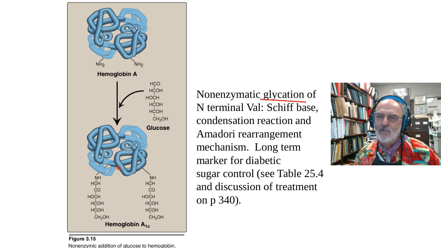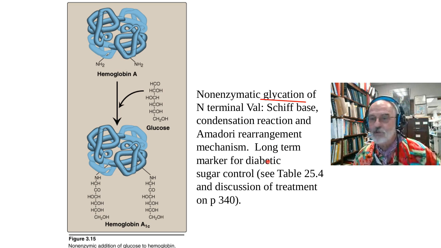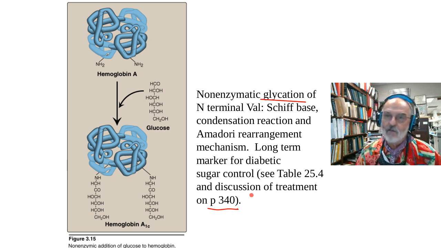The predominant form of this is glucose, but you can have other forms involving fructose and other sugars. This is the adult form, but the minor form gets labeled, the fetal form gets labeled. They're just minor forms, and so you will predominantly see glycated adult hemoglobin, hemoglobin A1C. And so as it says here, they're long-term markers for diabetic sugar control. And this is discussed in one of the metabolism chapters on diabetes.